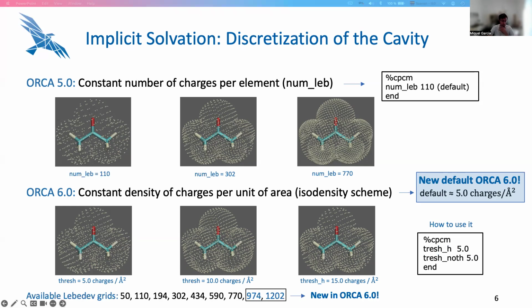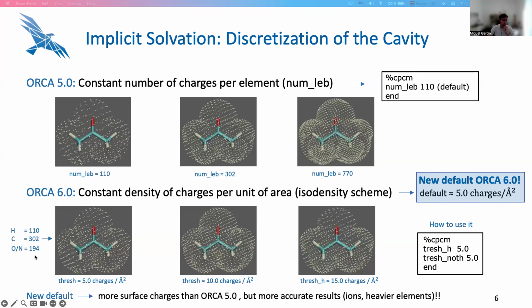We have new available level depth grids that extend for both schemes. And one thing is that for the new scheme, you have more charges than before in ORCA 5.0. But this is really not a disadvantage because you have more accurate results. I mean, for heavy elements with larger radii, you have a better treatment of the density of points around your element. And at the end, the integrals in ORCA 5.0 were slower than in ORCA 6.0, so the computational cost will still be faster than before. But if you want to reproduce the results you had in ORCA 5.0, you just need to specify numleb and the value that you had.